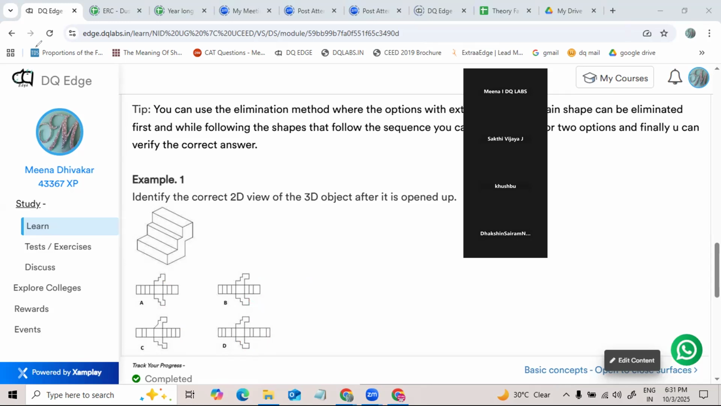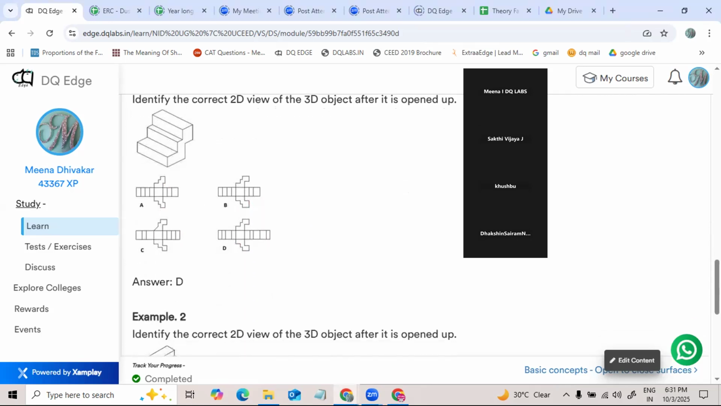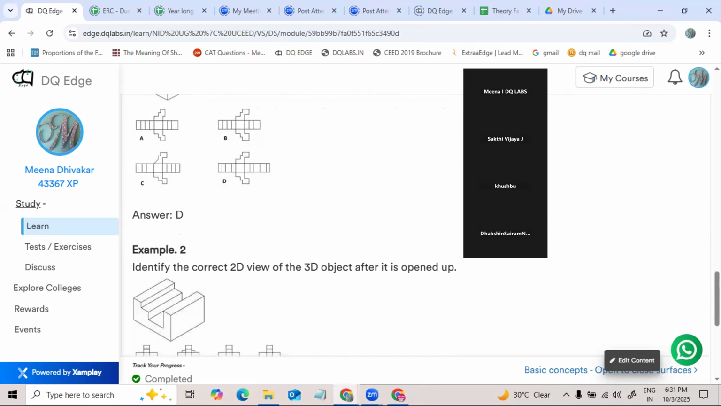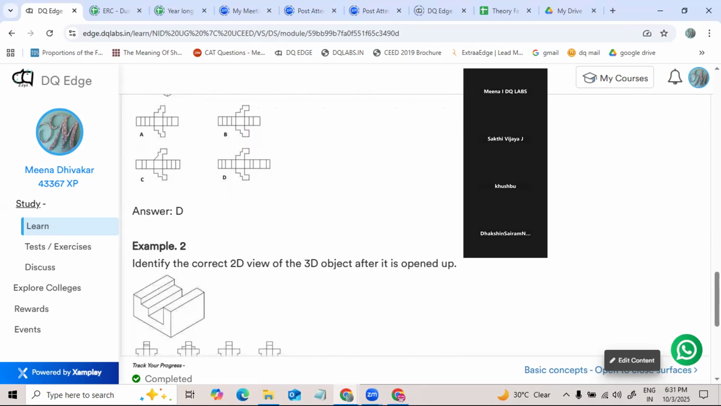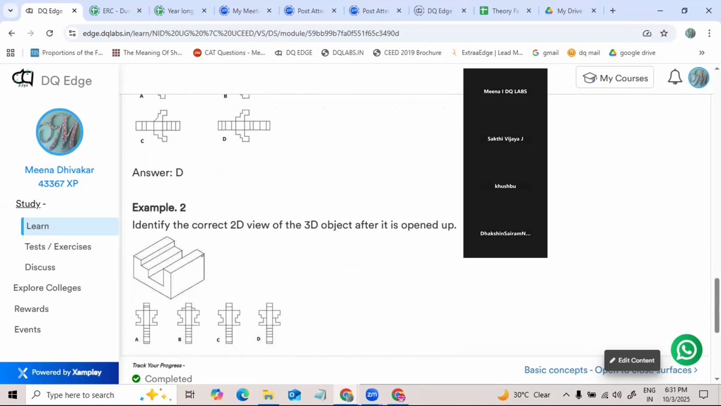Everybody? Yes, ma'am. Coming to the second example now. Can you see this? Identify the correct 2D view of the 3D object after it is opened up. What will be the correct answer? First go for the view, then go for the number of surfaces, okay? With the views, which options are correct?